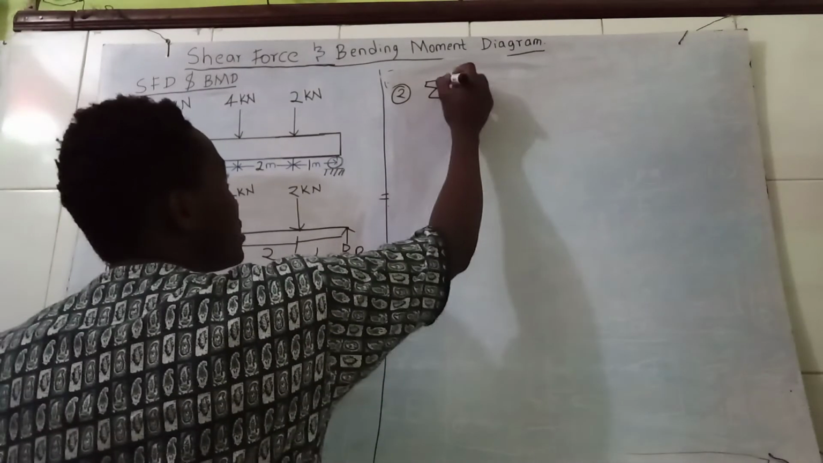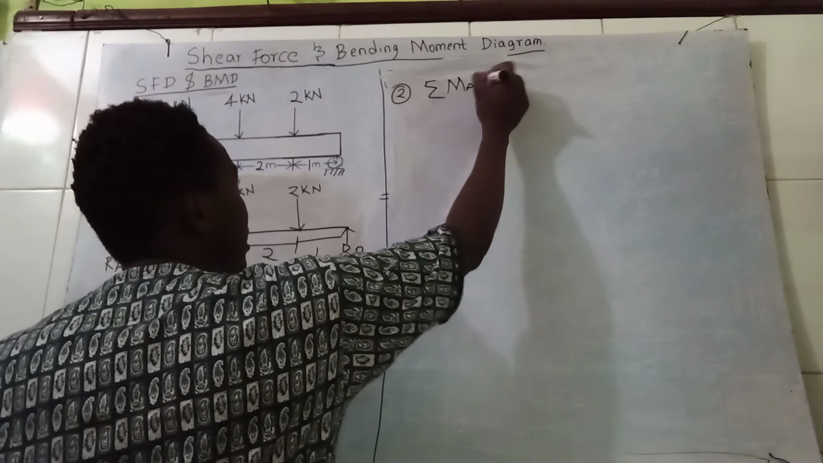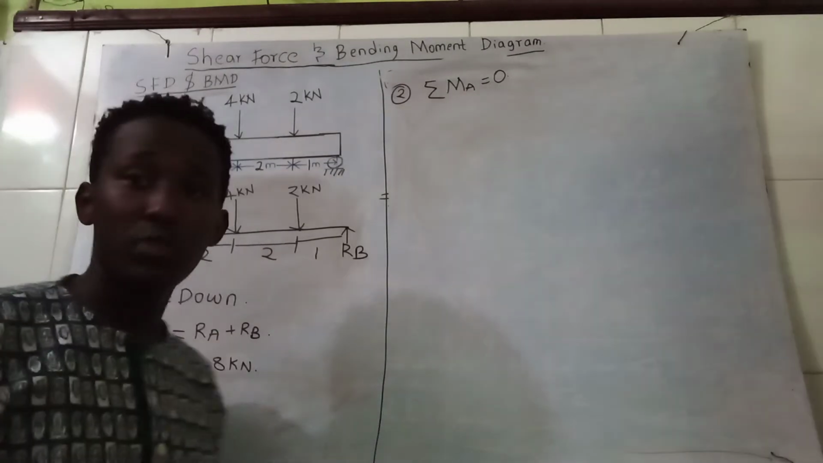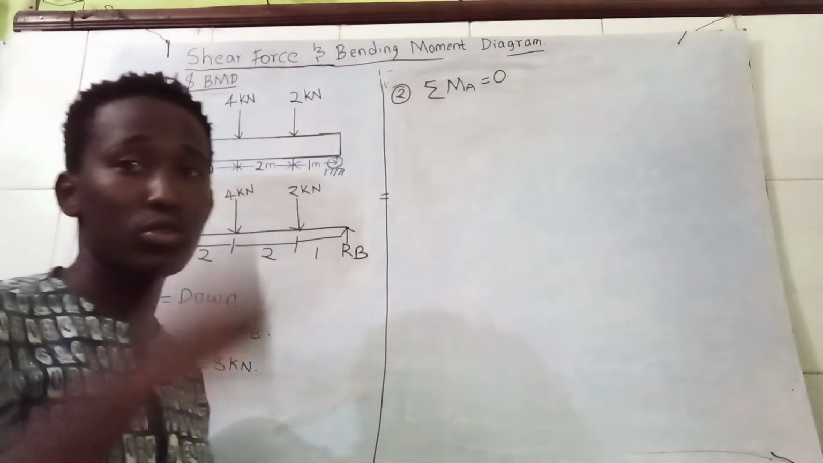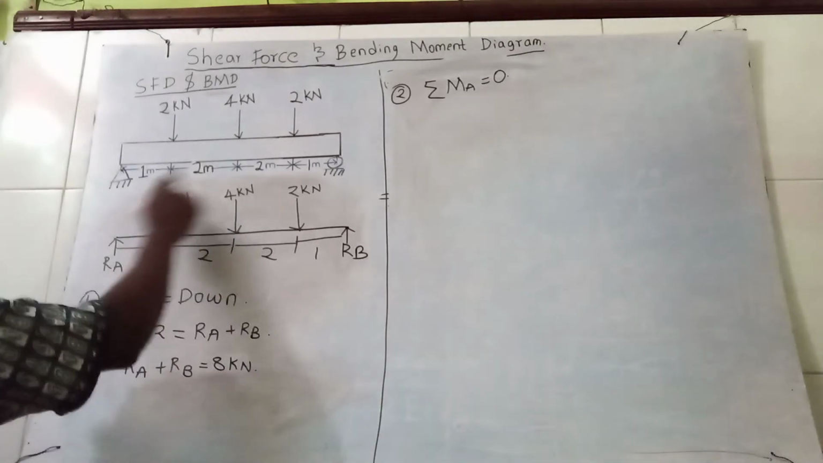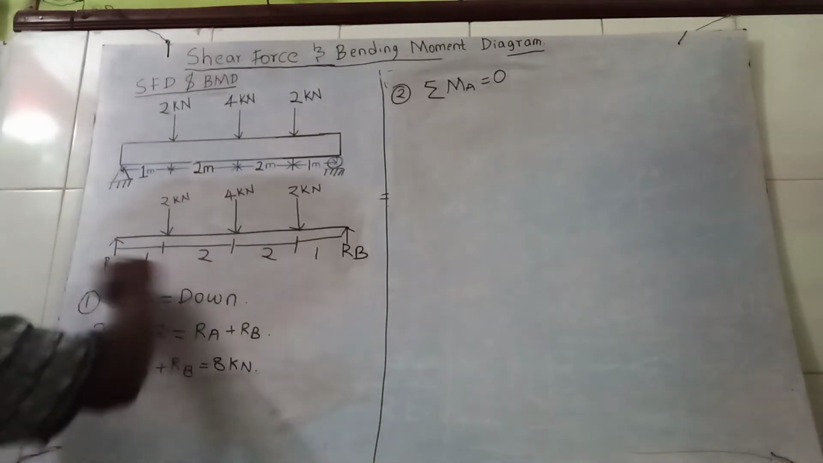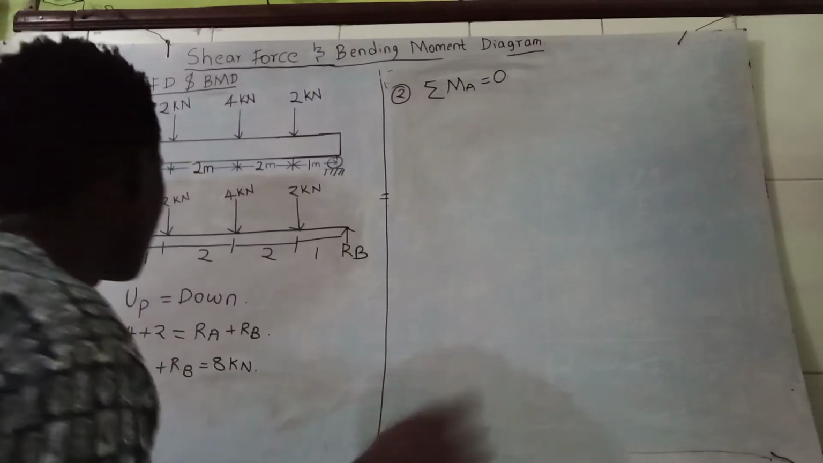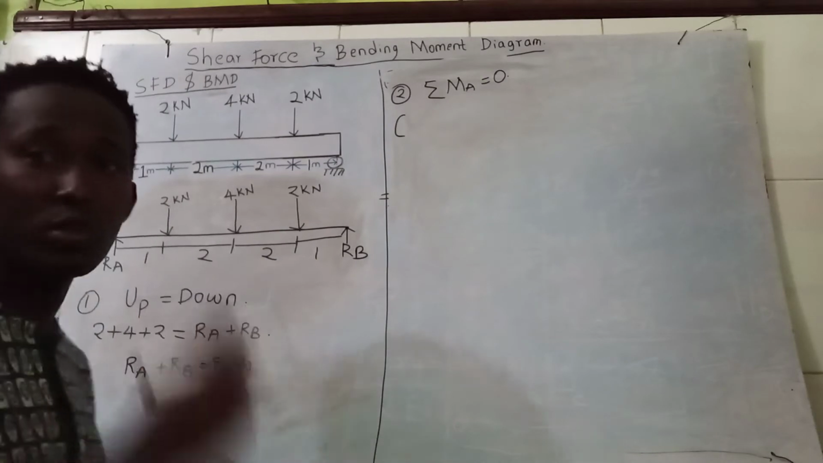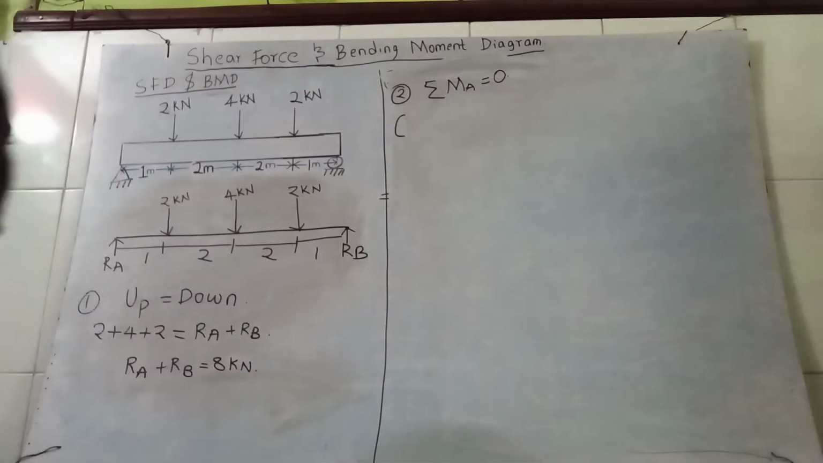Now secondly, we are going to consider moment, and I'm going to take moment at a point A. The sum of moments at a point A is equal to 0. We're also going to introduce the concept of clockwise moment is equal to anti-clockwise moment. So at a point A, 2, 4, and 2 are all moving towards that direction, anti-clockwise. So also remember, moment is equal to force times perpendicular distance.